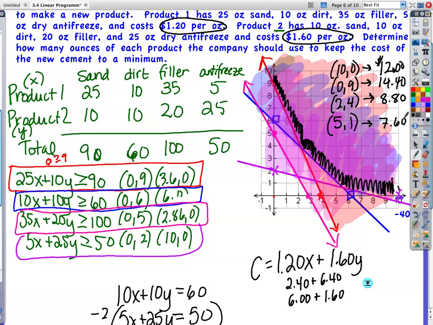Okay, now the question is, what should they do? How many ounces of each product should the company use to keep the cost to a minimum? So which one here is your minimum cost? Of all these, it's $7.60. So you would want to make 5, is it bags? I think it's bags. 5 bags of product 1 for every 1 bag of product 2.